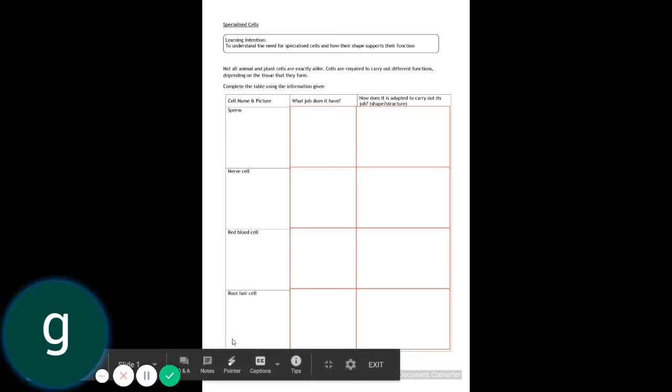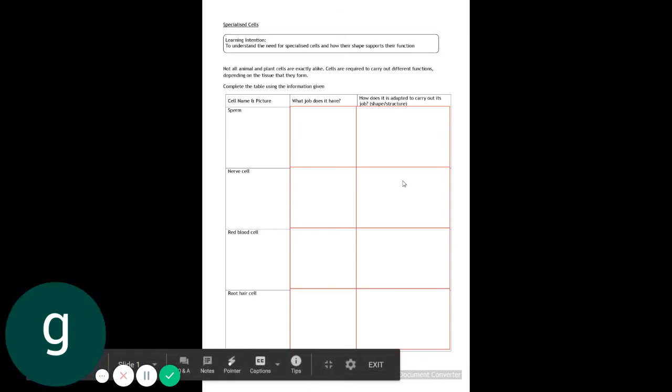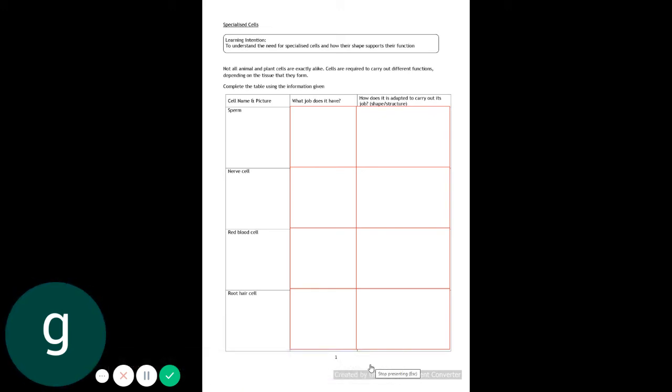A root hair cell. So a root hair cell's job is to absorb water from the soil, and the reason it's good at that is that it's like the nerve cell. It has this very, very long extension coming off it that can go right out into the soil, and it gives it quite a high surface area. So it's good at its job because it's got this long extension that you can use to gather lots of water.